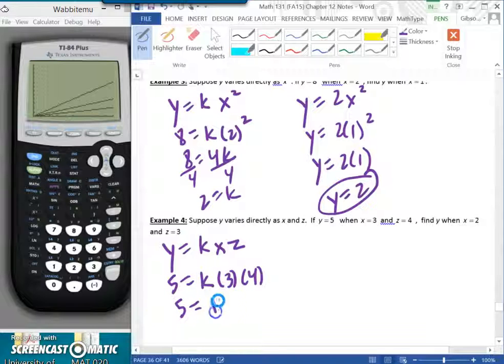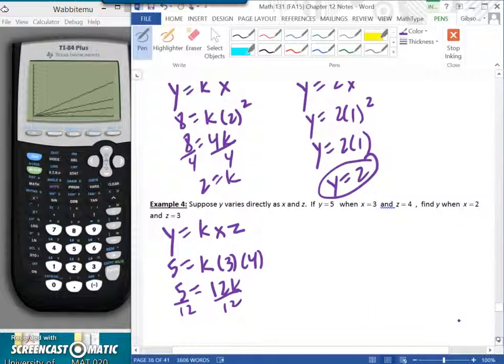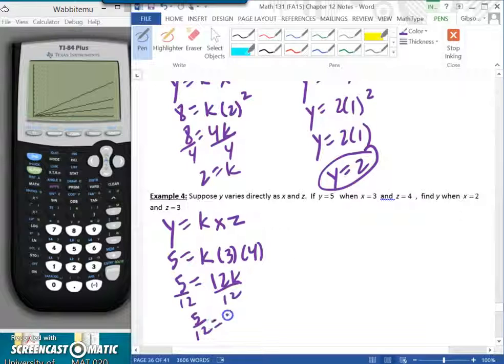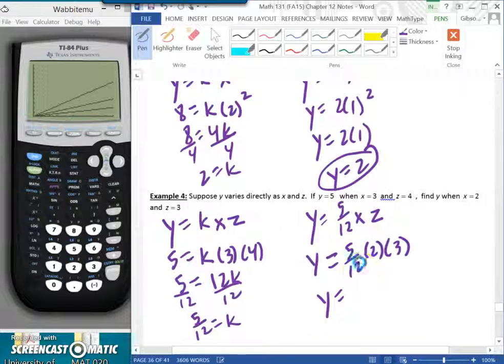So we'll have 5 is equal to 12 times k. We'll divide each side by 12, and we will leave this as 5/12, because this will give us some repeating decimal. So we'll have y is equal to 5/12, which will replace k, times x times z. So now, we want to find y when x is 2 and z is 3. So this right here will end up giving us 5/2, which is 2.5. So y is 2.5.